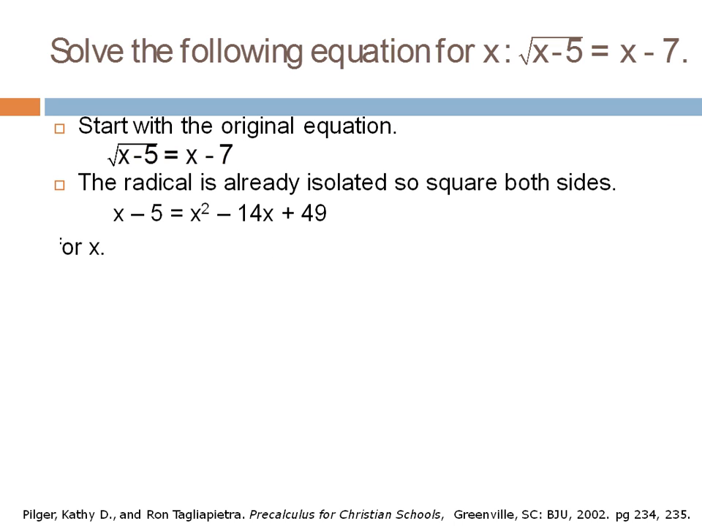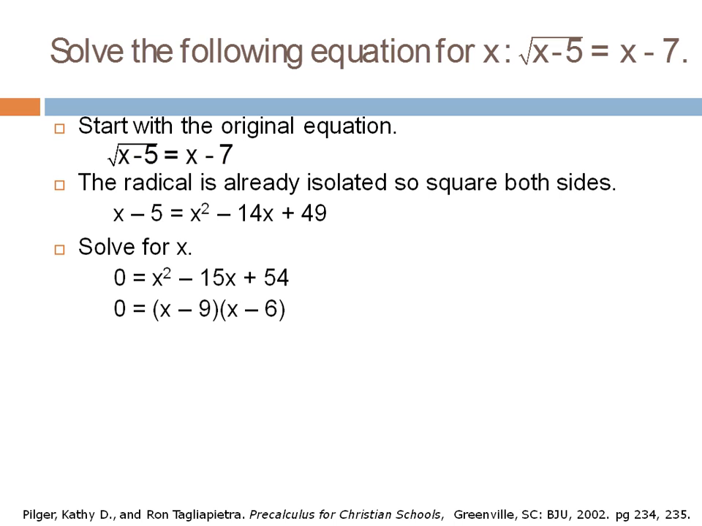So subtract x gets us to negative 15x, and add 5 is 54. Now thinking through this, can we factor this? Factors of 54 that add up to equal 15, 6 and 9. So x minus 6 times x minus 9. And so either x equals 9 or x equals 6. Now both of these are okay for not making a negative under the square root.